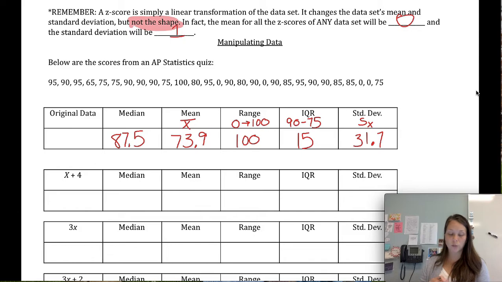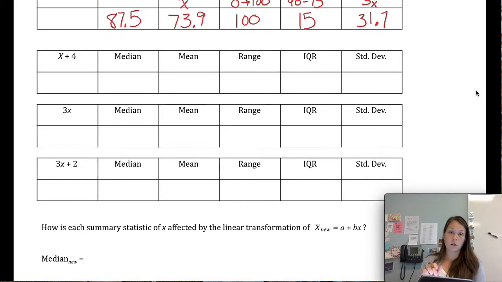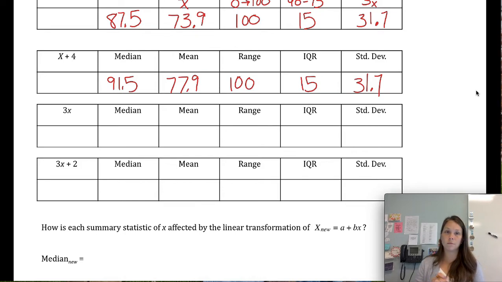Now in the next box, we're going to take all of these original data points, the 95, the 90, the 95, the 65, and so on and so forth, and we're going to add 4 to each of them and recalculate these key features. So if we do that, we get a new median of 91.5, a new mean of 77.9, the range is 100, the interquartile range is 15, and the standard deviation is 31.7. Notice things that changed and did not change.